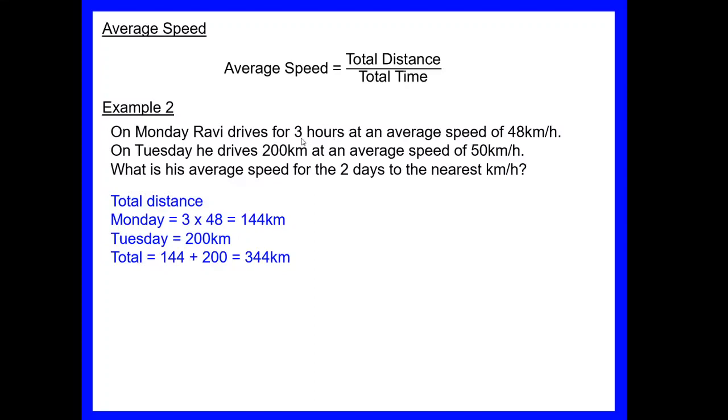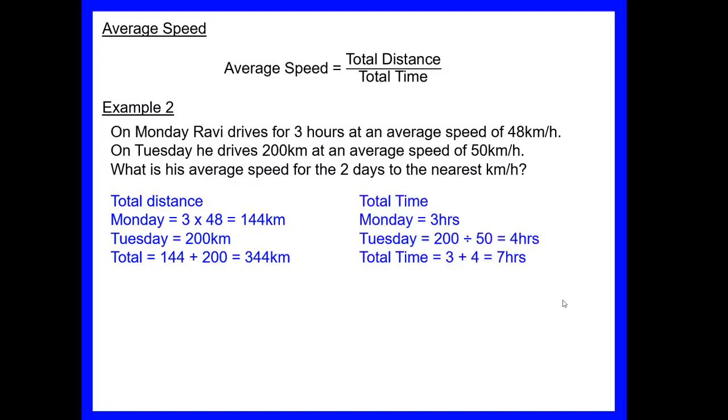Now we need to find his total time. We were told the time on Monday was 3 hours, but we haven't been given the time for Tuesday, so we're going to have to find it. On Tuesday, we were given his distance and his speed. To find time, remember it's distance divided by speed. 200 divided by 50 gives us 4 hours. So his total time, 3 plus 4, was 7 hours. Now we've worked out the total distance and the total time, we can find his average speed: total distance divided by total time, which is 49 kilometres per hour.